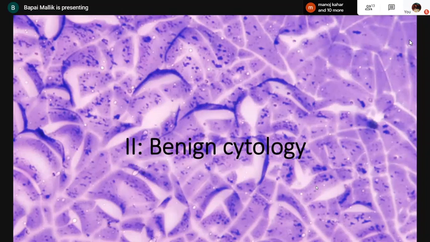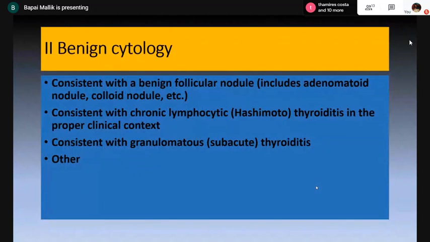So we go into the next diagnostic category, that is benign cytology. The term benign cytology is consistent. We can use the word benign follicular nodule, which actually includes adenomatoid nodule, colloid nodule, etc. I like to use the word colloid nodule. Or it could be a report of consistent with chronic lymphocytic / Hashimoto's thyroiditis in a proper clinical context. And from what I hear from my colleagues in endocrinology, they rely a lot nowadays on the clinical picture as well as on the thyroid antibody tests.